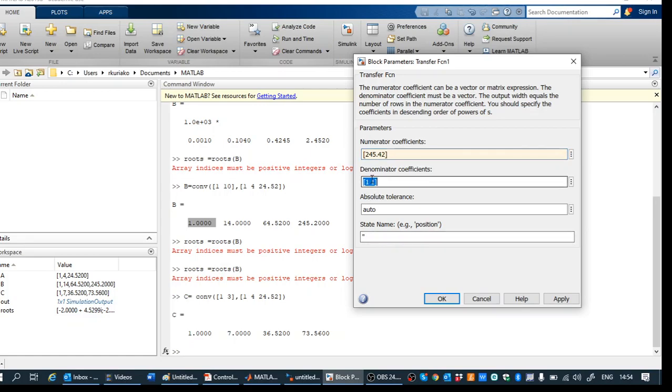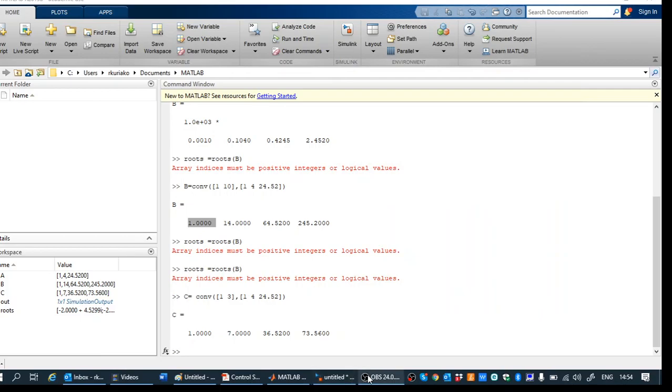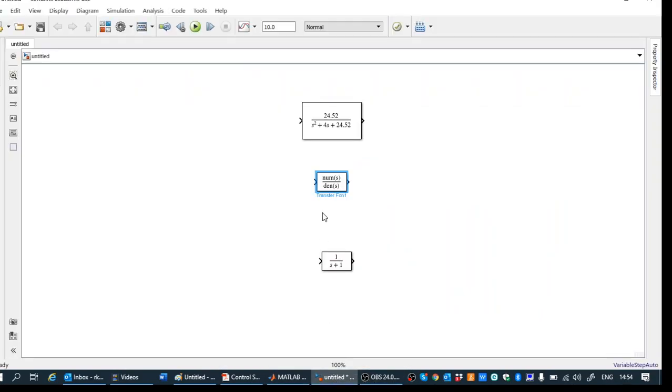So it's going to be 1, 14, 64.52 and 245.20. Then you click on that and apply. Let's see what we get. Yep, there we go. That's the second one that we have there.